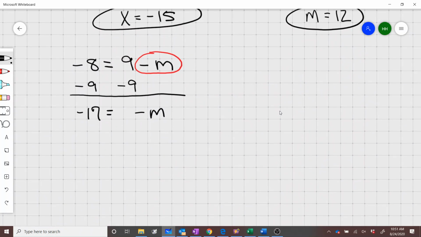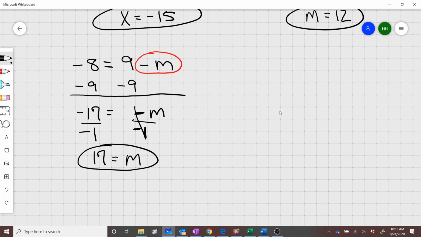And now, anytime there's a negative in front of the variable, you divide by a negative. You just divide by negative 1. And negative 17 divided by negative 1 is positive 17. And negative m divided by negative 1, a negative divided by negative, it turns the m into a positive is what it does. This negative sign right here and this negative 1, they cancel each other out. And there's your answer. That makes sense?